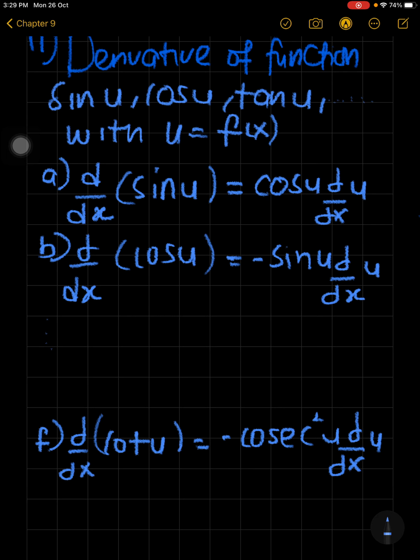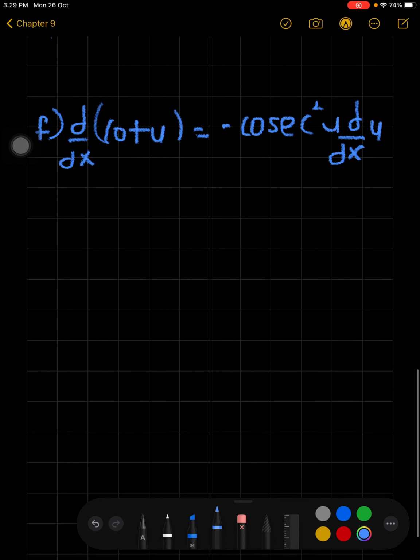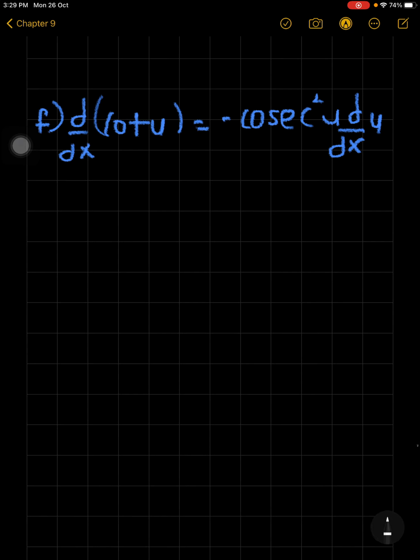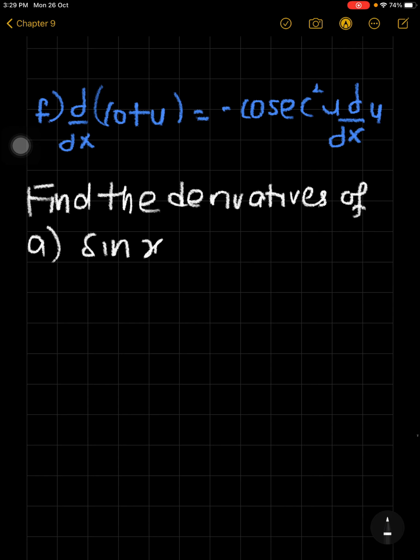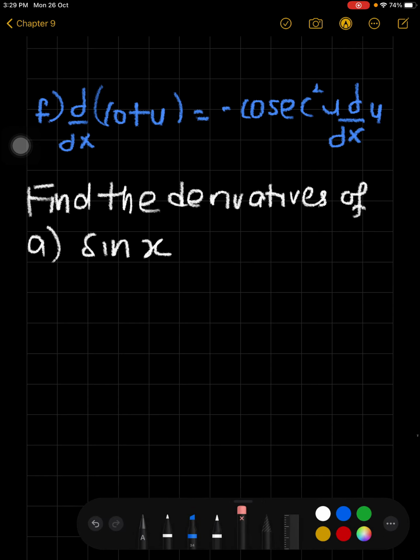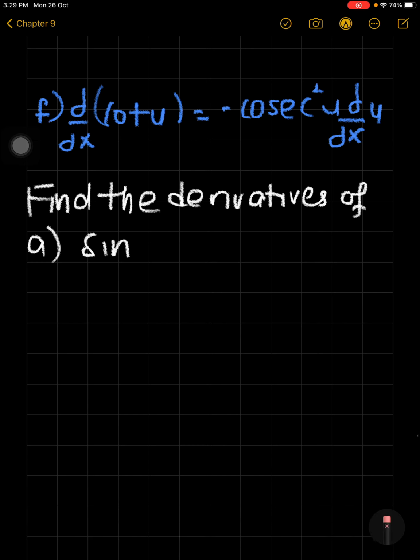Okay, so kita pergi soalan yang berbentuk macam ni ya. Okay, find the derivative of, okay, this is the first question, sin x, sorry, not sin x, sin ln x. Okay, you got another term.